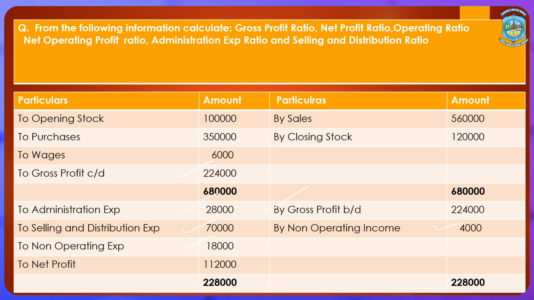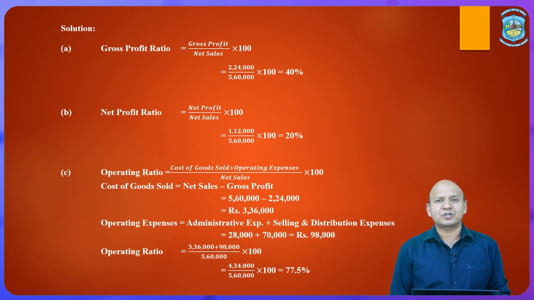Again, the total of credit is more than the total of debit. The total of credit side of profit and loss statement is 2,28,000. So, 2,28,000 we have placed in the opposite side. The difference amount is the net profit, and the amount of net profit they have given it is 1,12,000. Now comes the calculation of these general profitability ratios on the basis of the formulas that we have discussed. The first one is gross profit ratio.